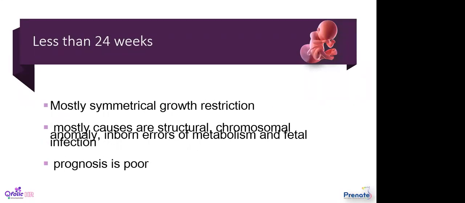If the IUGR is detected before 24 weeks, the pregnancy outcome is worse, because these are the babies who have potentially defective growth potential in terms of congenital abnormalities, chromosomal or metabolic abnormalities, or intrauterine infection. These babies are usually asymmetrically growth retarded, and investigations can be done on these women, like identification of cytomegalovirus or toxoplasmosis, etc. But the prognosis is very poor in these types of fetuses.